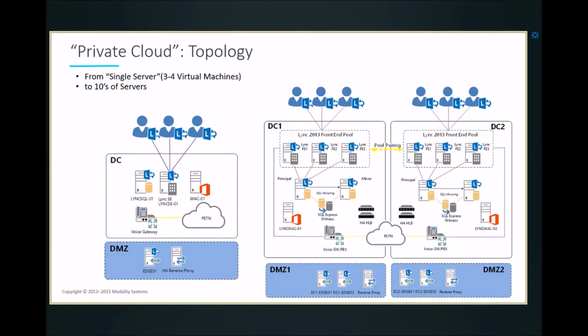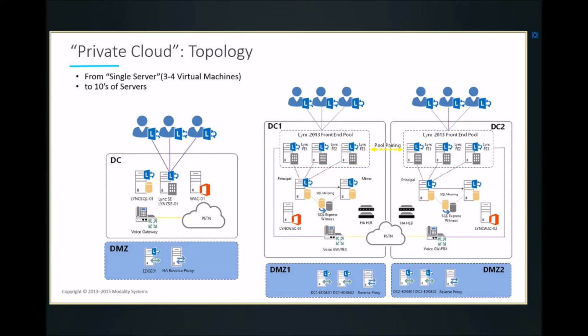More commonly is the infrastructure on the right. So here we have our service spread across two data centers. They're running in an active-active pool pairing manner. We have users spread across both of them. We have multiple servers in pools, so we can afford to lose a single server. We can afford to lose an entire data center, and we still can give users full service.